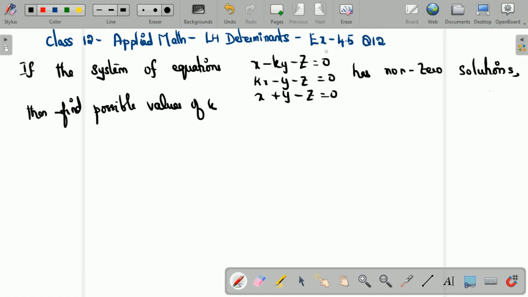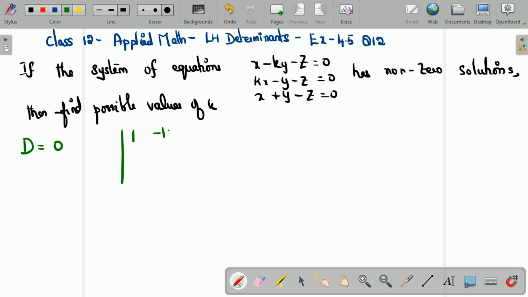Why? Because the constants on the right side are going to be equal to 0. So if they are telling us it is a non-zero solution, that means these are non-trivial solutions. This is possible only when the D value is equal to 0. So let's find out what the D value is.